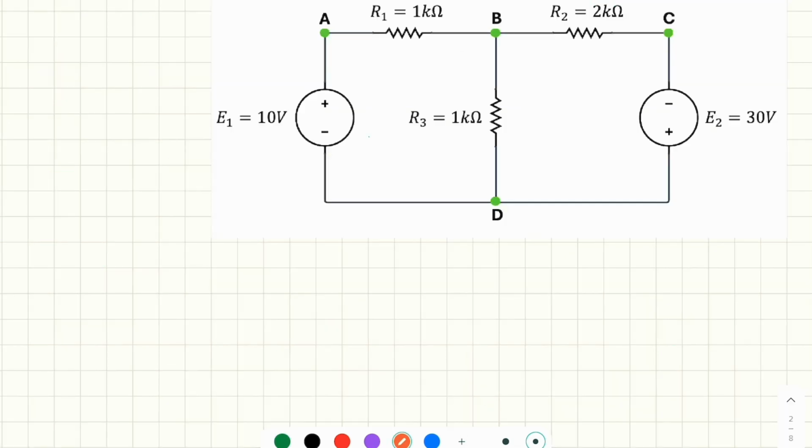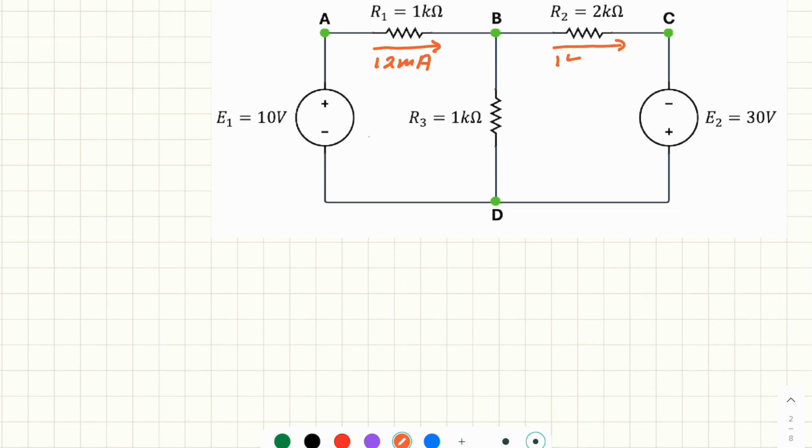Let's summarize what we have. We know now the mesh current I1 is exactly the same current passing through R1, and this is from A to B, and this is 12 milliamp. The mesh current I2 is the same real current passing through R2, which is in the same direction from B to C.